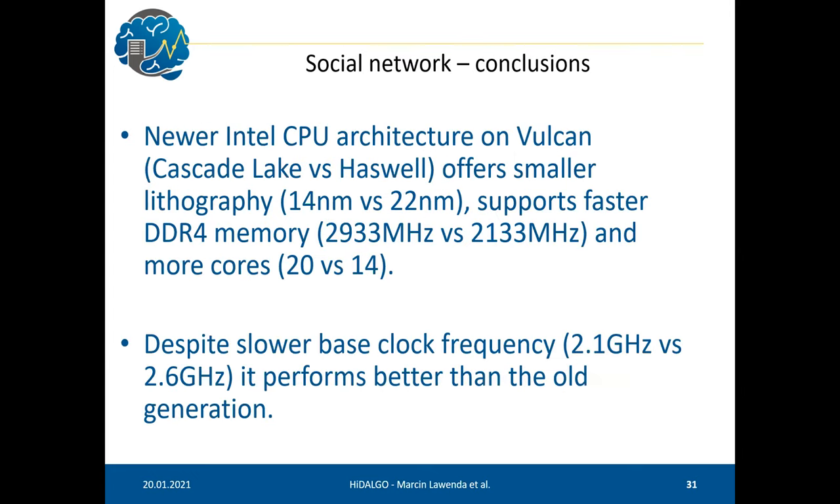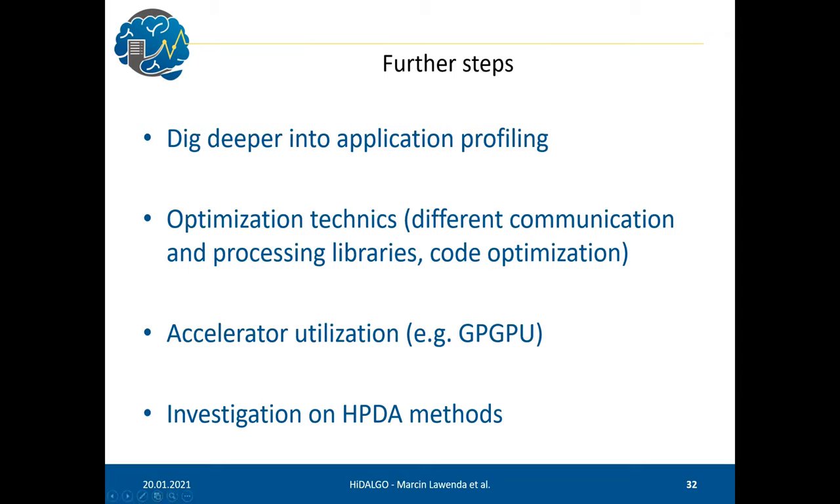So the conclusion could be: the newer Intel CPU architecture on the Vulkan, which is Cascade Lake versus Haswell on the Eagle, offers a smaller lithography, and of course supports faster memory and more cores, and despite a slower base clock frequency, it performs better than the old generation of processors like Haswell.